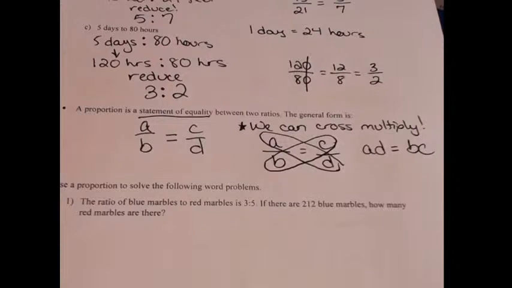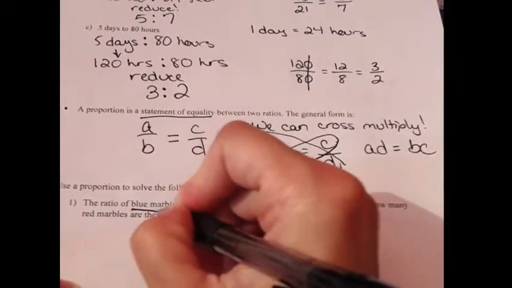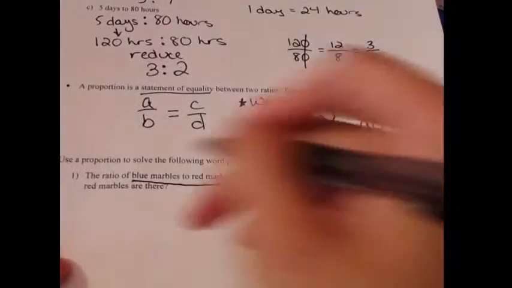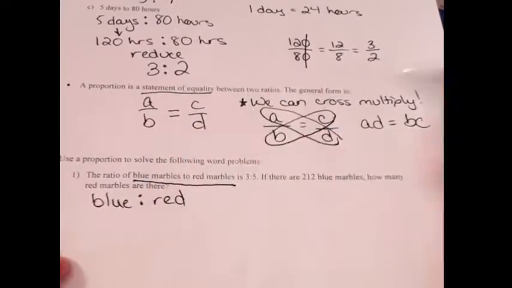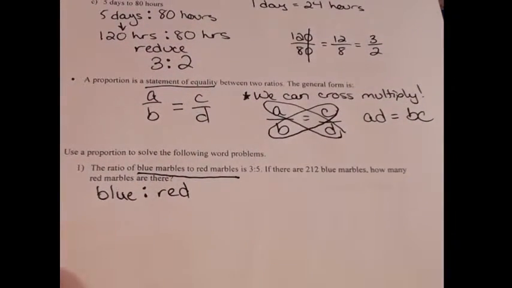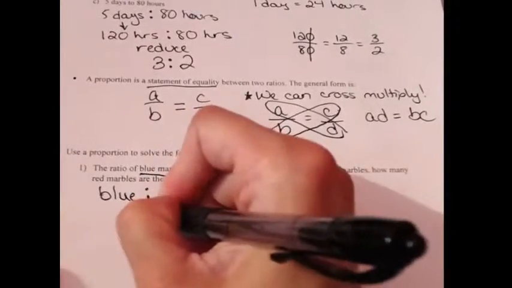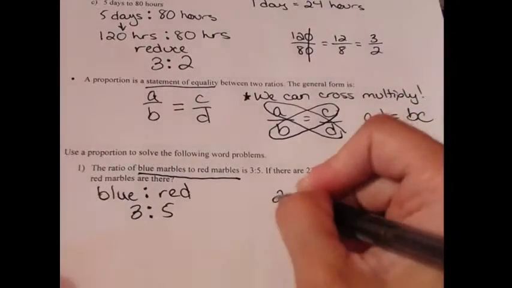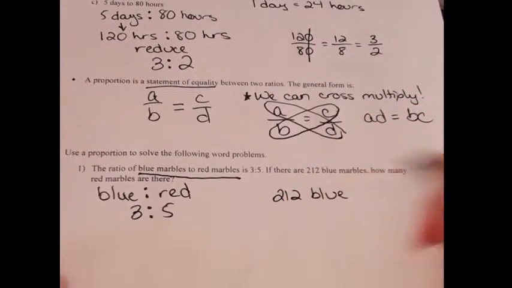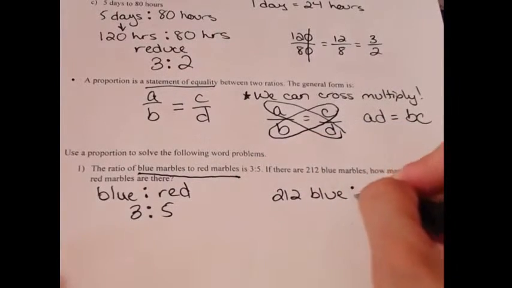All right, so let's use a proportion to solve the following word problems. The ratio of blue marbles to red marbles. Now that's very specific. Blue marbles to red marbles. So essentially what it looks like is blue to red. That's going to be really helpful. And that ratio is 3 to 5. So right underneath, I'm going to write down that the ratio of blue to red is 3 to 5. You're then told that there are 212 blue marbles. How many red marbles?